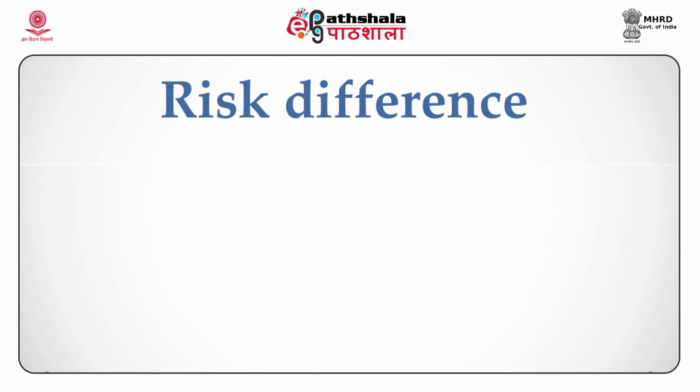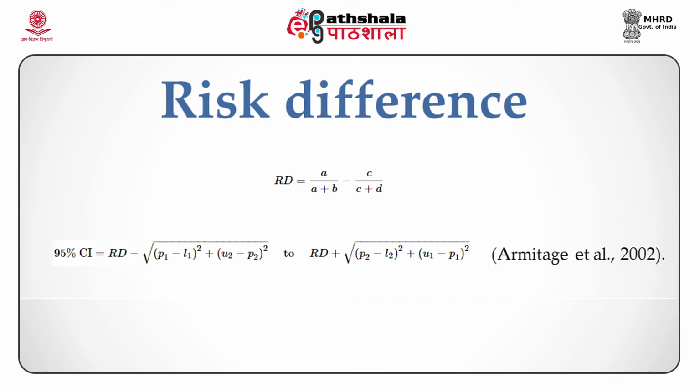The risk difference in this case is given by RD equal to A/(A+B) minus C/(C+D). That is, it is the difference of the incidences in the two groups. Using similar arguments as before and the delta method, it is possible to show that a 95% confidence interval for the risk difference is given by RD minus the square root of (P1 minus L1) squared plus (U2 minus P2) squared, to RD plus the square root of (P2 minus L2) squared plus (U1 minus P1) squared. So P1 and P2 are the two proportions here, and L1, L2 are the lower confidence limits for each, and U1, U2 are the upper confidence limits for each.